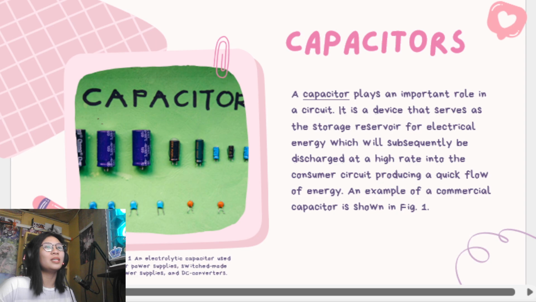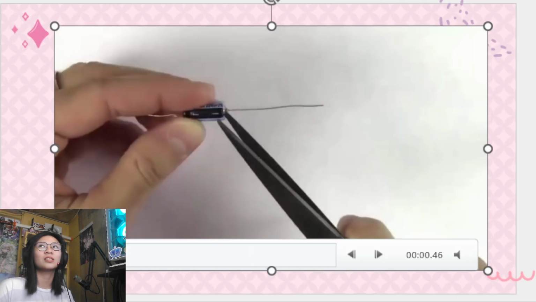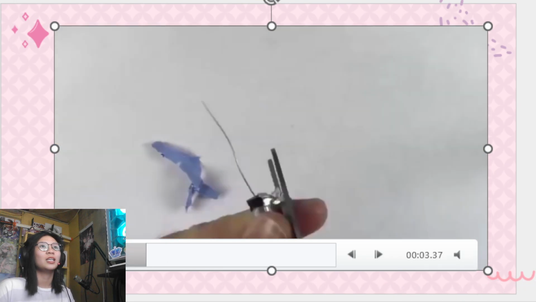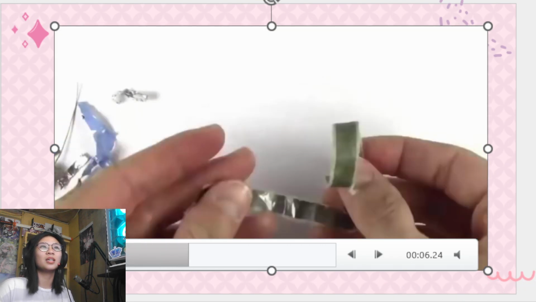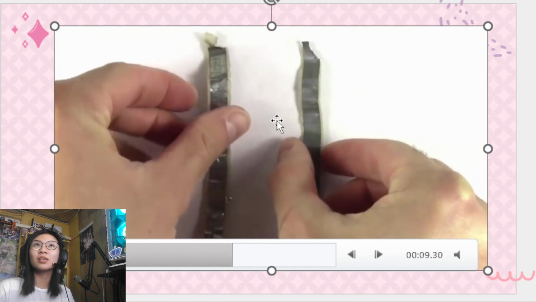So inside a capacitor, if you are to open a capacitor, inside that we have this. Pag ato na siyang i-open, we will see these two strips. These two strips are actually metal strips. As you can see here, they have a little bit of paper inside that separates them.